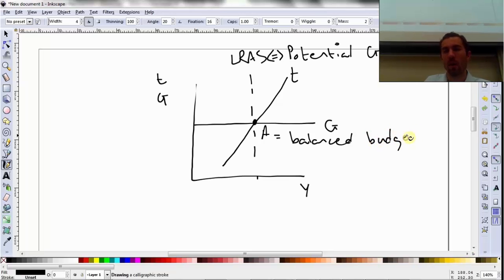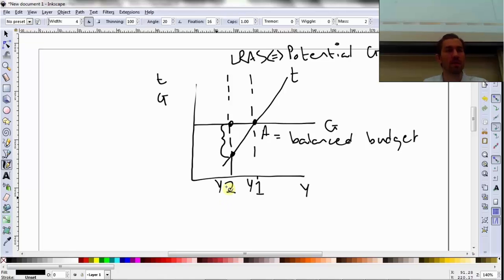What if our potential GDP, however, was not here, but rather here? Okay, so here was potential GDP 1, potential GDP 2. What happens if our potential GDP is only at 0.2? We'll call that Y1 and call this Y2. So at output level Y2, our potential GDP, what is our budget balance in this case?